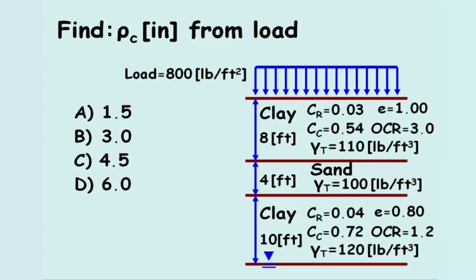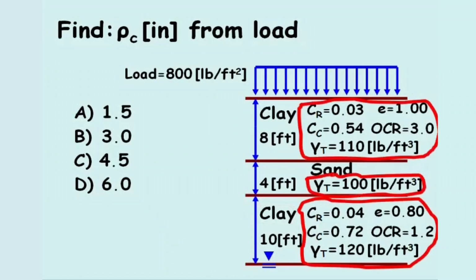Find the settlement from consolidation in inches from the load. In this problem, a vertical load of 800 pounds per square foot is applied to a soil profile consisting of an 8-foot thick layer of clay, which is above a 4-foot thick layer of sand, which is above a 10-foot thick layer of clay. We've also been provided the various soil properties.